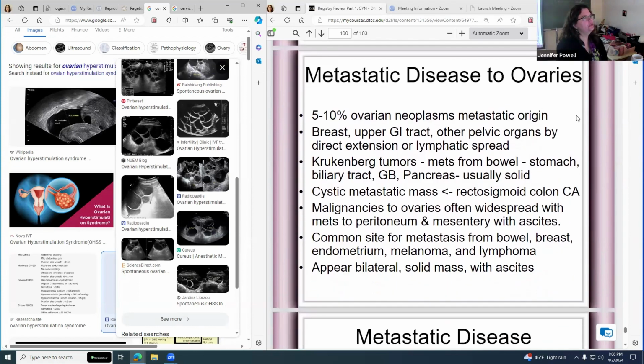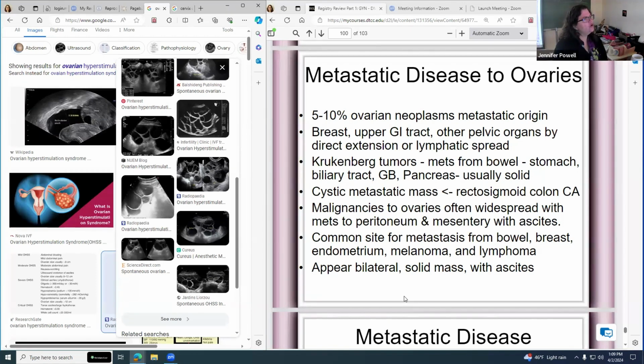Metastatic disease to the ovaries. That means it started somewhere else and spread to the ovaries. 5 to 10% of ovarian neoplasms are metastatic in origin, can come from the breast, upper GI tract, other pelvic organs by direct extension or lymphatic spread. Krukenberg tumors are mets from the bowel, stomach, biliary tract, gallbladder, pancreas, usually solid. Cystic metastatic disease, I guess it comes from a rectosigmoid colon cancer.